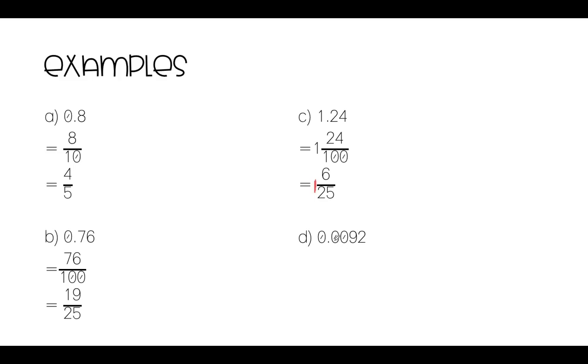So what you should get is, well, there's 1, 2, 3, 4 decimal places. 4 decimal places. So what we end up with is 92 over 10,000. So we've got our 4 zeros for the 4 numbers after the decimal. And we simplify that down to 23 over 2,500.